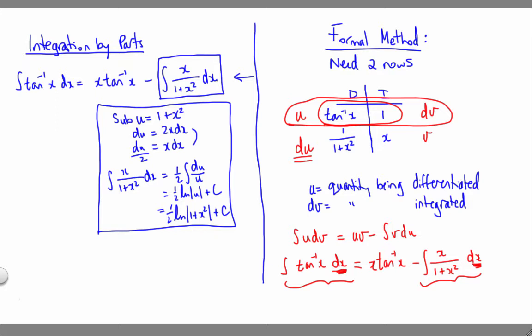So remember that all the work we did in this box is just to calculate this integral here, and we still need to give our final answer to the problem. So I'm going to say the integral of arctan x with respect to x, which is what we're ultimately looking for, is equal to x arctan x minus the value of this integral that we just calculated. So minus 1/2 ln absolute value of 1 plus x squared plus a constant.